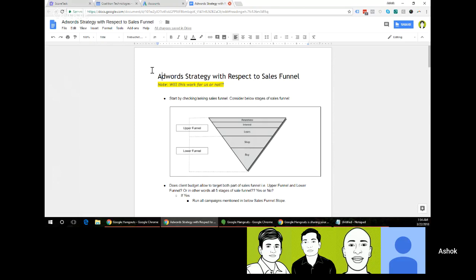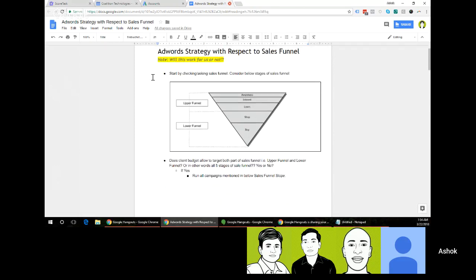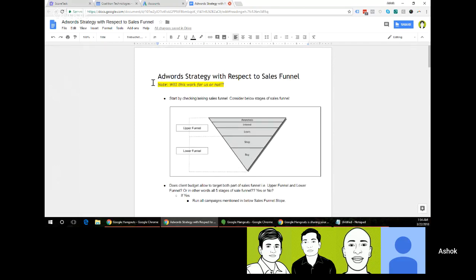So, AdWords strategy with respect to the sales funnel. I have gone one step ahead and tried to come up with a practical, applicable strategy: how we can execute our strategy based on the sales funnel from the day one when we get pay per click clients.